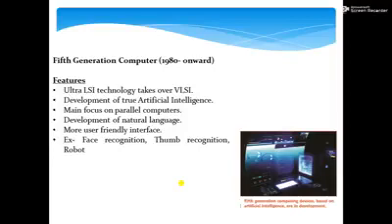So these are the classification of computer on the basis of generation. Now I am going to explain new topic, which is classification of computer according to size.